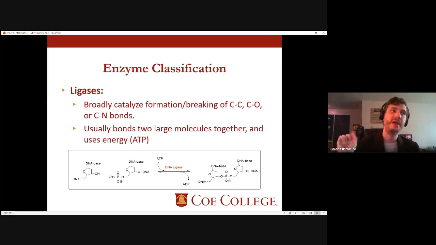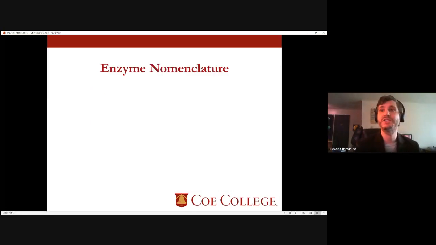A great example of a ligase is DNA ligase. You've got two strands of DNA that need to be stuck together. So I've got the tail end of one DNA over here and the head end of another DNA molecule over here. DNA ligase is going to use ATP to fuse this phosphate group onto this alcohol over here and produce one continuous long DNA strand. We've taken two complex molecules and combined them into one big molecule with the addition of energy.